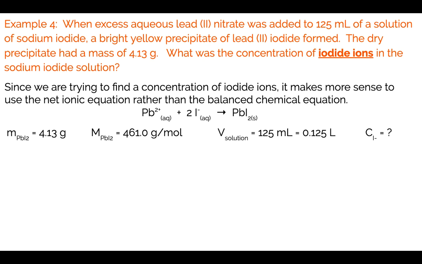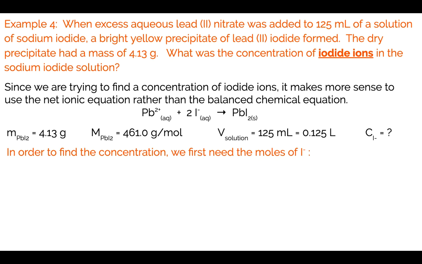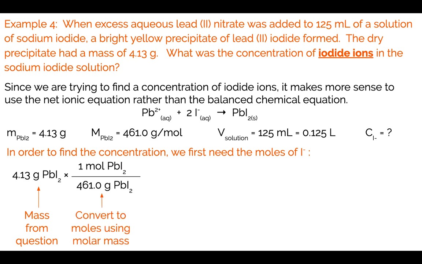We're trying to find a concentration of iodide ions, and in order to find the concentration, we need moles to divide by volume. So what we're doing first is finding those moles of I-. We start with the mass from the question, the 4.13 grams. Remember, our first step is always to convert to moles. Because we have a mass, we're going to use the molar mass to convert to moles. So the grams cancel. We're left with moles of PbI2, and we're trying to find the moles of I-.